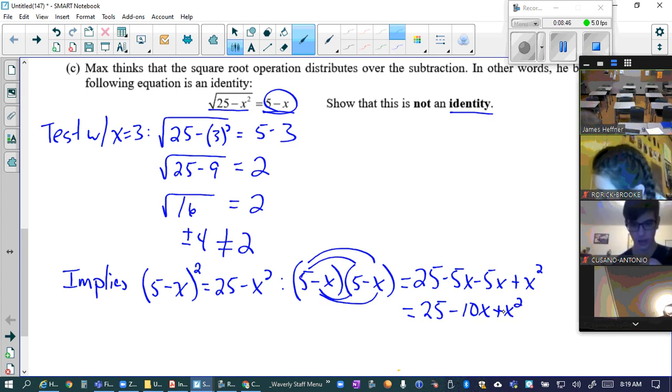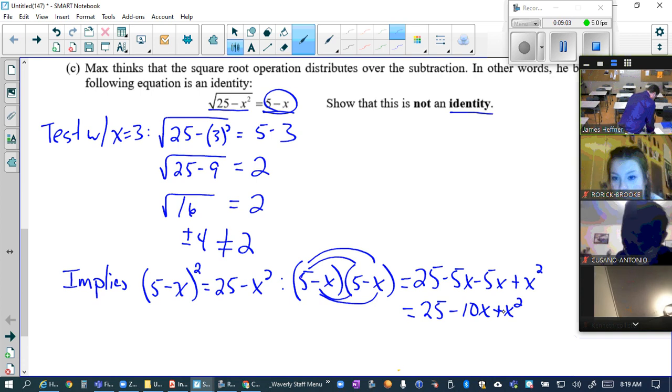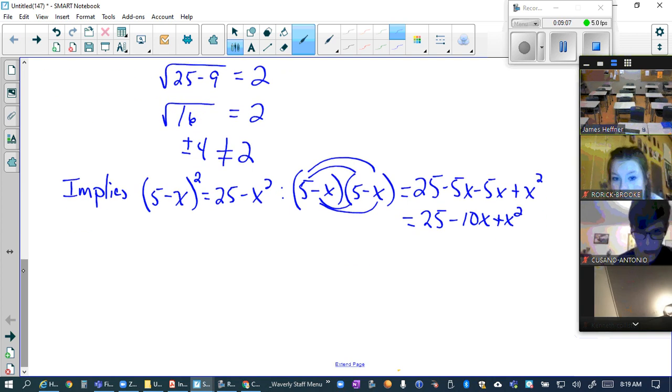That is not our 25 minus x squared, okay? So we can't just take a square root of a binomial like that and split it up and take the square root of each separately, okay? There is a thing we can do. I'm going to give you a quick note because they don't really include it here, and I wish they would. So I'm going to write this, and you should too.